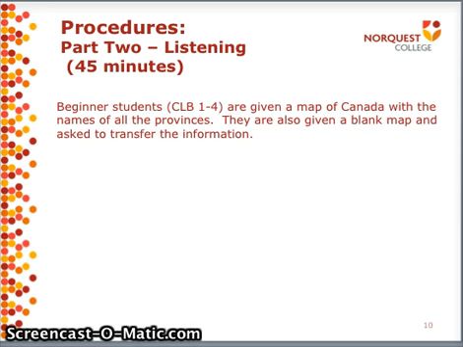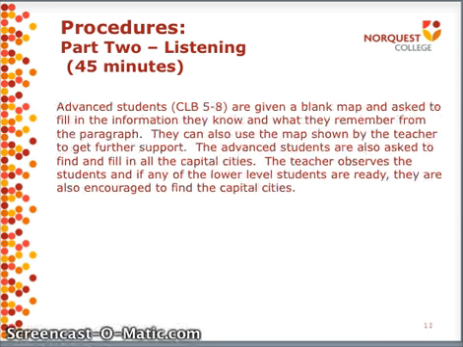At this point, my beginner students, CLB 1 to 4, are given a map of Canada that has the names of all the provinces already on it. And then they are also given a blank map and asked to transfer information. Depending on the students, and you will know your own students best, you can ask for a little bit more information. Some of them come with a great deal of prior knowledge, and they will be happy to showcase what they know.